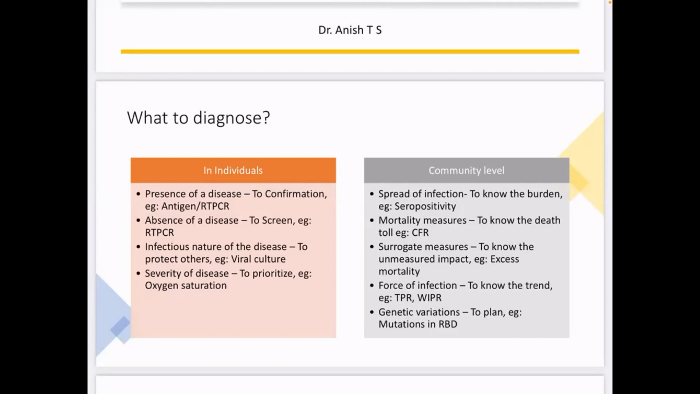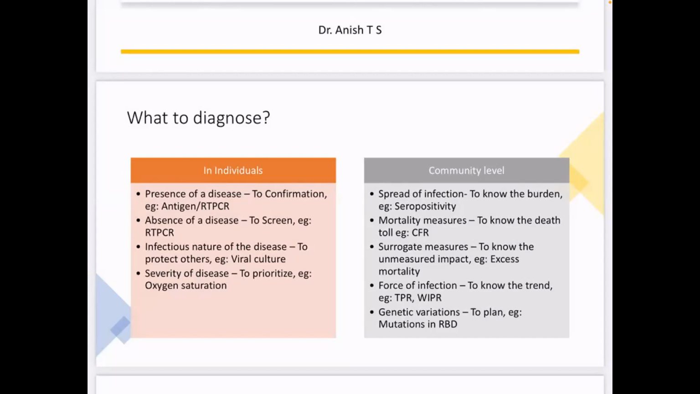For example, we use tests like oxygen saturation by a pulse oximeter or D-dimer analysis, or even some other indicators like TNF-alpha and cytokine storm indicators, and so many things are there. So these are the tests that we use in diagnosing something at an individual level.